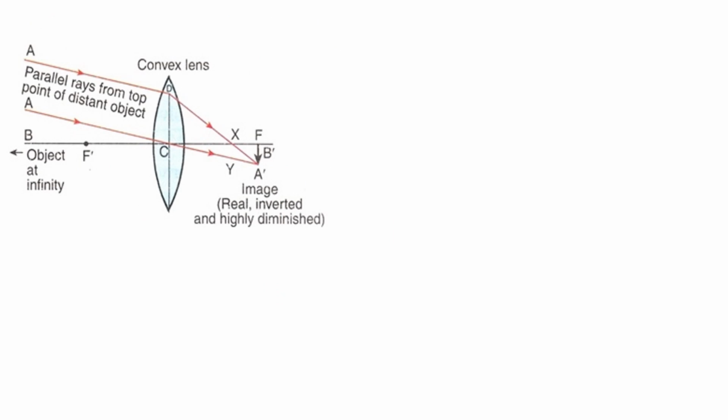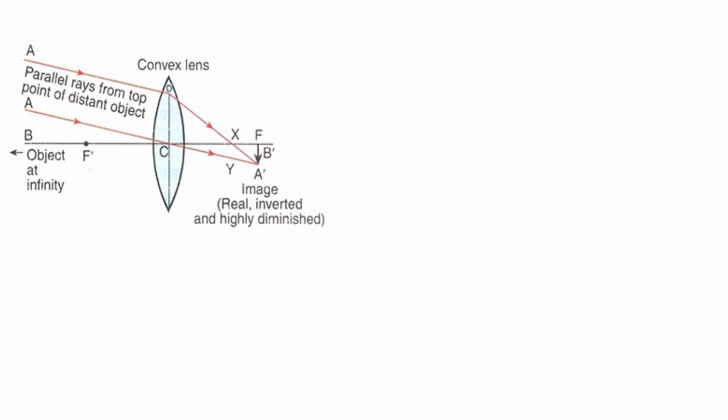Now let's see, this is a different case. We had taken initially that the object was at infinity, so we took two rays which are parallel to the principal axis. But in certain cases we can take rays which are parallel to each other. It is not necessary that we have to take two rays parallel to the principal axis. Here in this case we have taken two rays which are parallel to each other, parallel rays from the top point of a distant object, right? The object is very far.